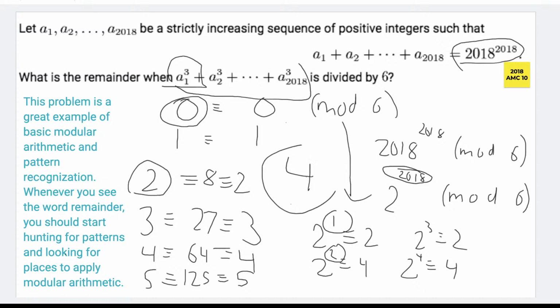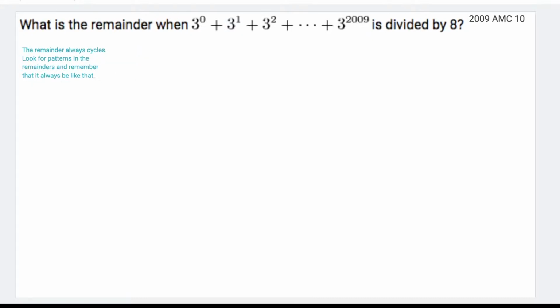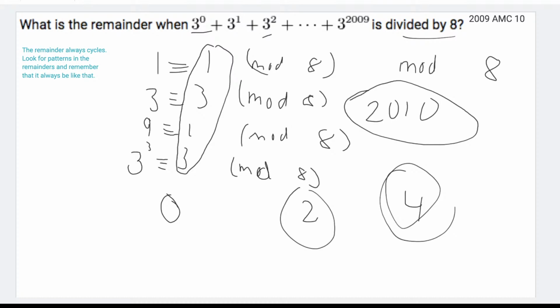So this shows the importance of looking at patterns, writing some of the terms out and testing it, and then you will find the remainder. And now we will look at a pretty similar example, because the remainders always cycle, and it is very important to know this to look for patterns. It's literally just pattern hunting. And that means the remainder is just 4.